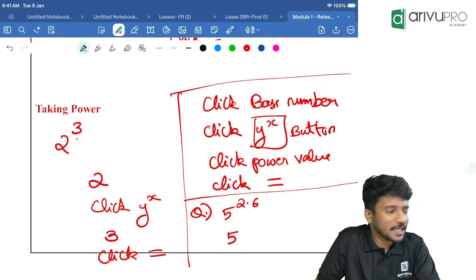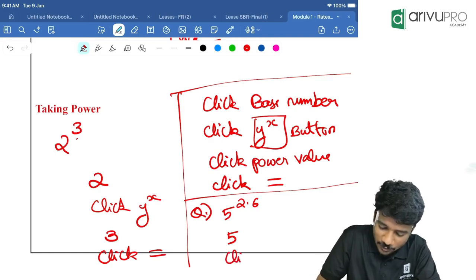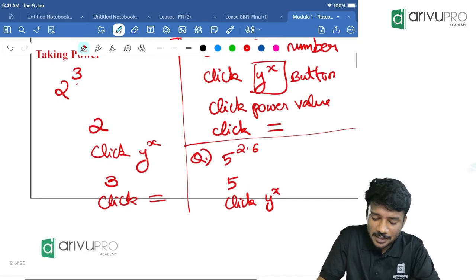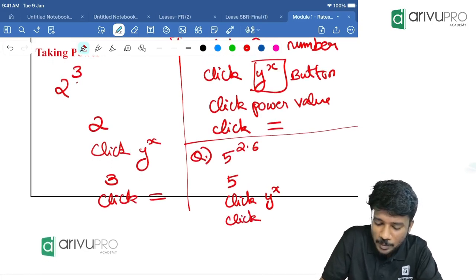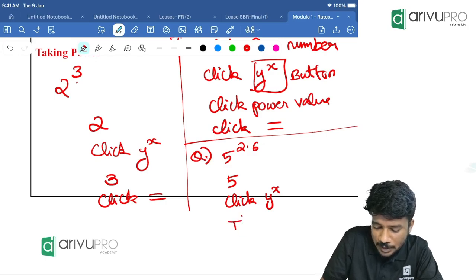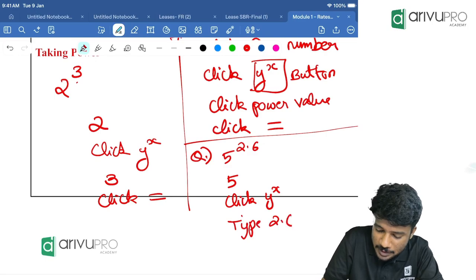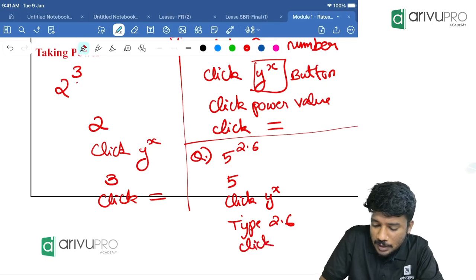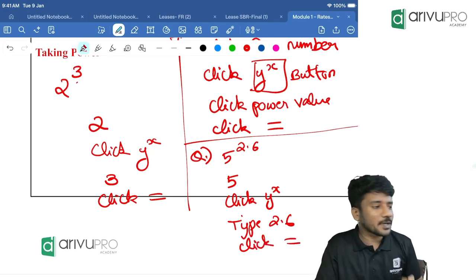Type 5 on your calculator. Then click which button? Click the y raised to x button. After that you will type what? Type 2.6 on your calculator. After that, click equal to. How much is the answer you are getting, people?